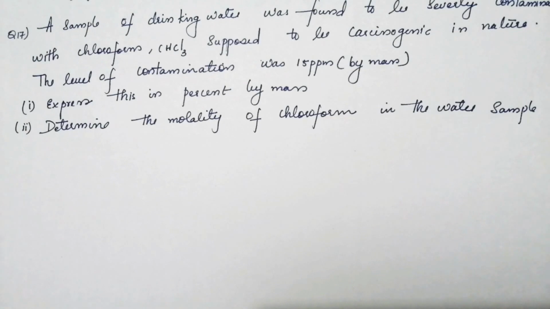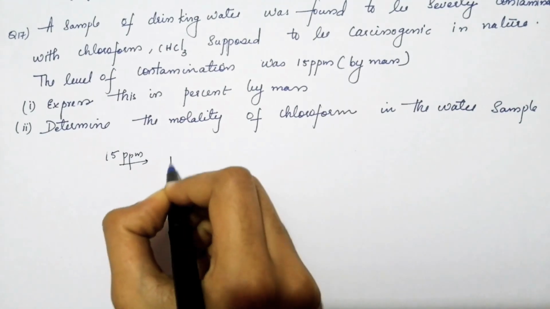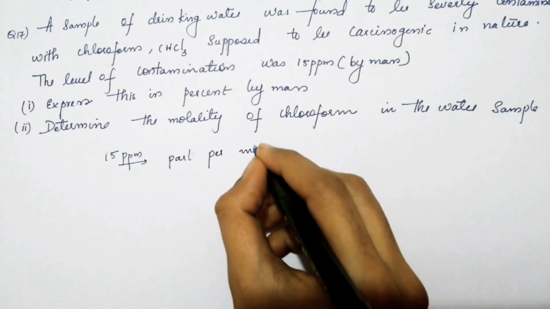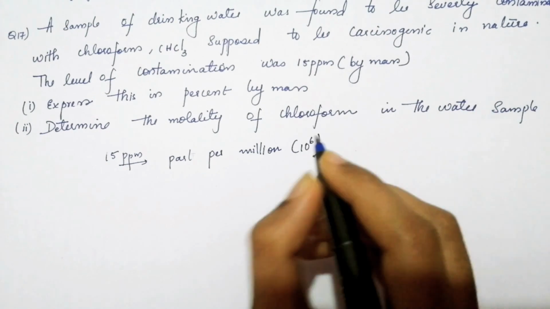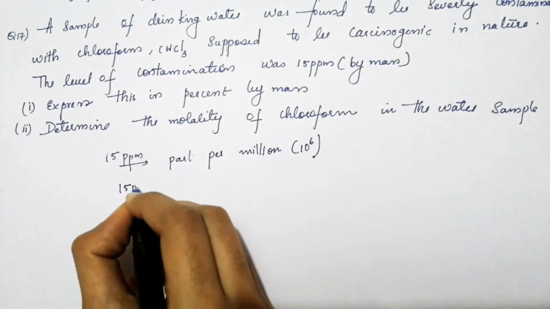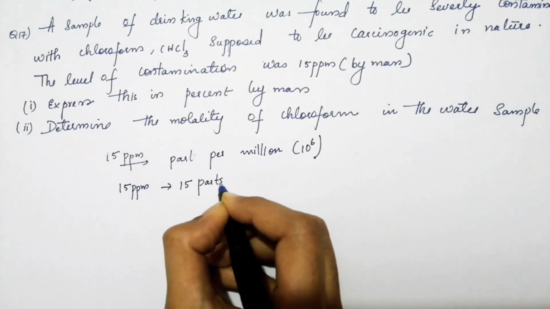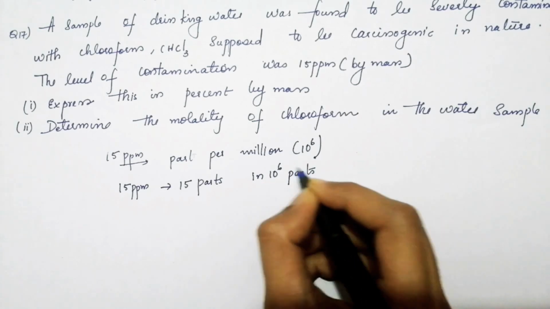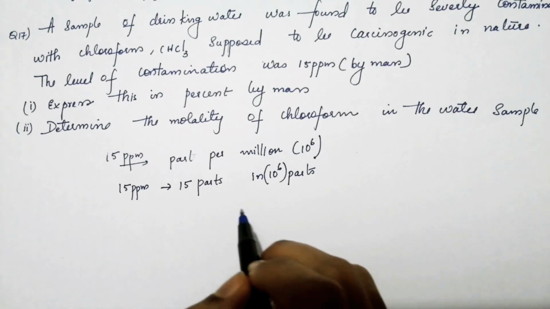From the question, we know that the level of contamination of chloroform is 15 ppm. ppm is parts per million, and we know that million is 10 power 6. So 15 ppm means 15 parts in million parts, 10 raised to 6 parts, that is million parts. So this is the idea of what 15 ppm is.